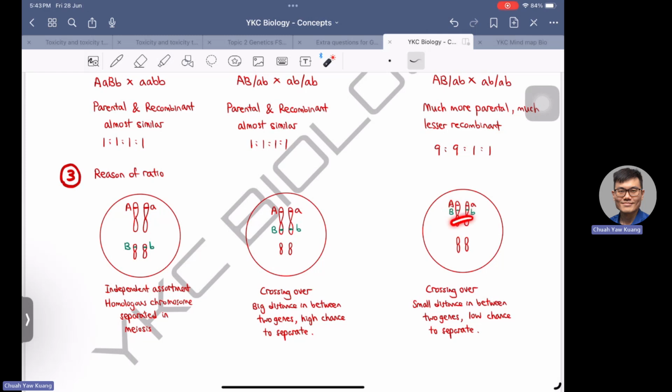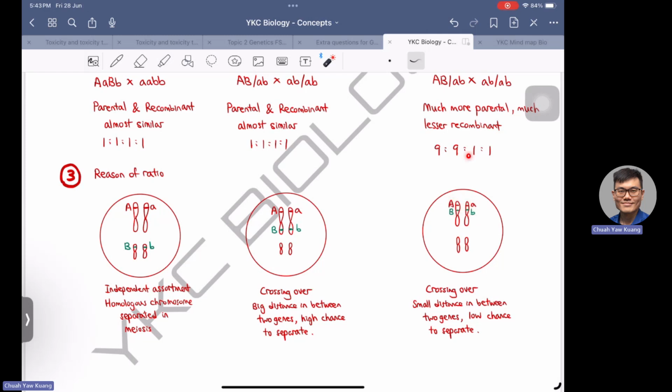Because crossing over can occur here, then nothing happens. It won't change. Crossing over can occur here, and nothing changes. So that's why the chances are low: the distance is very short, so the chances for crossing over to occur and exchange the genes will be low as well.